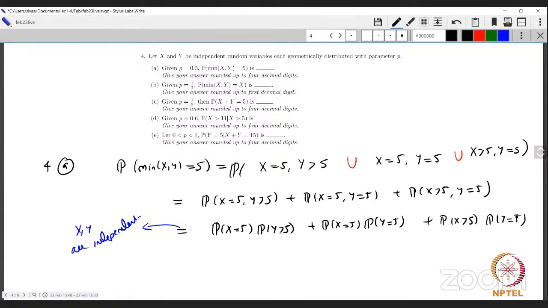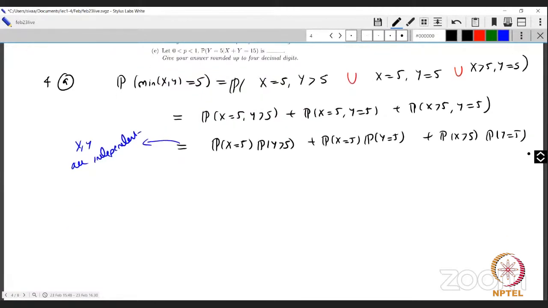Independence means any two events concerning x and y are independent. That means the probability of any event concerning x and any event concerning y is split up as the product of the probabilities. So what happens now? Now all you have to do is compute these. But x equal to 5 means the geometric probability, and this part is easy, right?